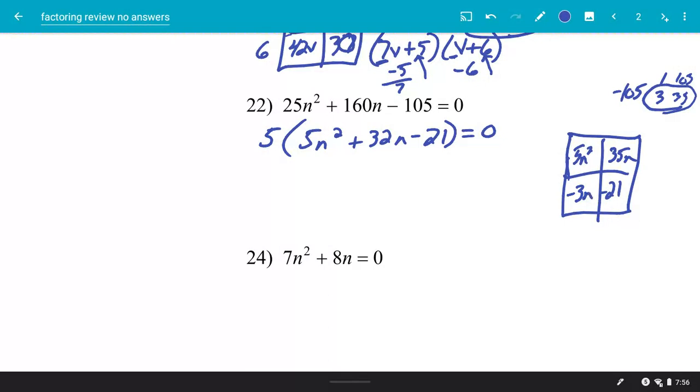I'm glad we're finally seeing this. Been doing all these and haven't seen this. All right, so now GCF, and get out of 5n.